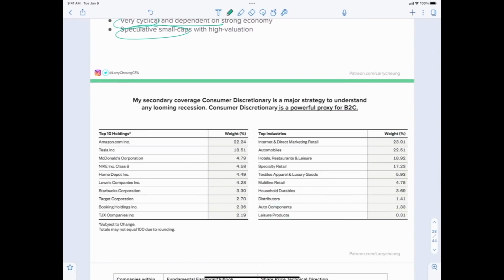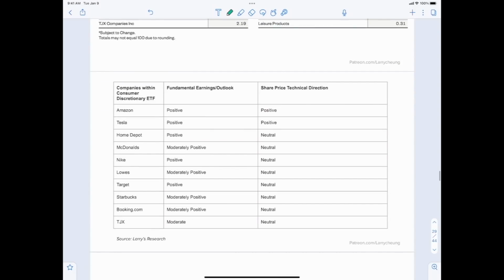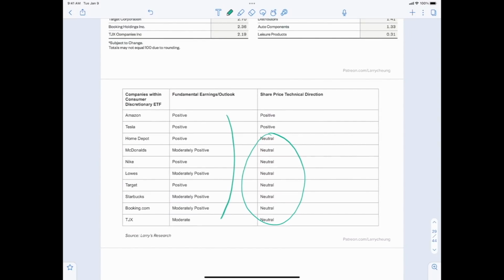And taking a look at my secondary coverage, which is consumer discretionary, it offers a major strategy to understand any looming recession because consumer discretionary names is a powerful proxy for B2C. Let's take a look at the outlook for a lot of these companies, most of them reporting at least moderately positive guidance. That said, though, if we look at the share price technical direction, a lot of these names, excluding Amazon and Tesla, are in that price discovery mode. They're neutral. They're underperforming the rebound in technology because of that fear of an upcoming recession.